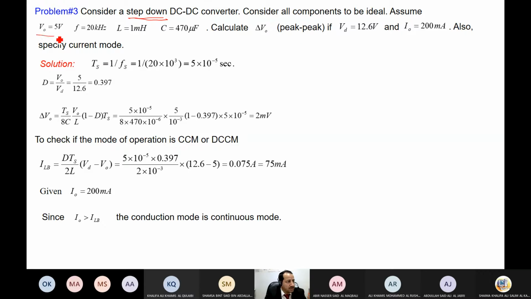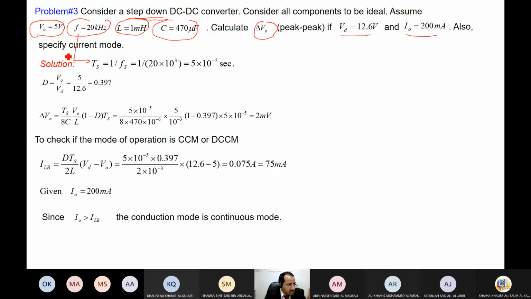It says that the output voltage is given, and the frequency is given. When the frequency is given, directly I go for TS. Quick calculation. The inductance is given, the capacitance is given, almost everything is given. What it asks me to find is delta VO. And the input voltage VD is 12.6 and the output voltage is this.